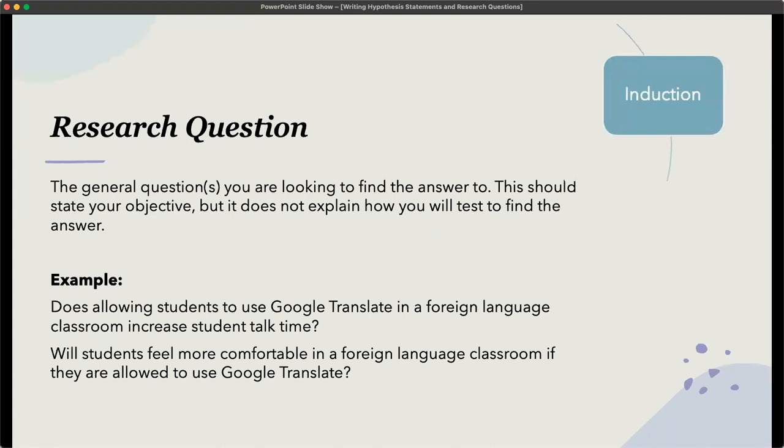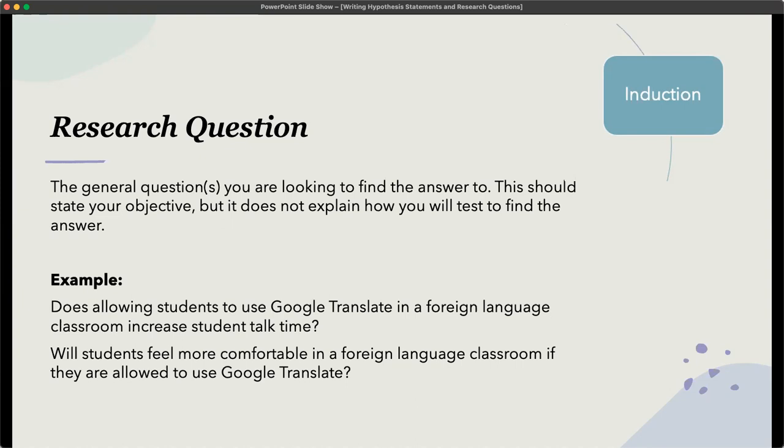So first, let's look at the research question, because the research question and the hypothesis statement are not the same thing. The research question is a general question, or you may have several, and you're looking to find the answer to this. This should state your objective, but it does not explain how you're going to test the participants or do the testing in the study to find the answer. So this is more your objective.